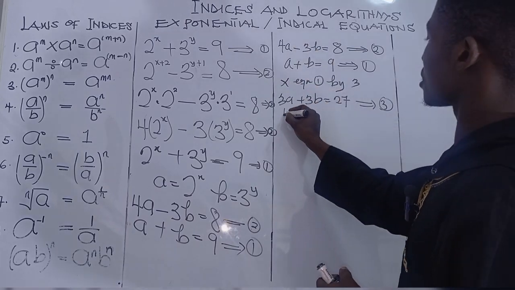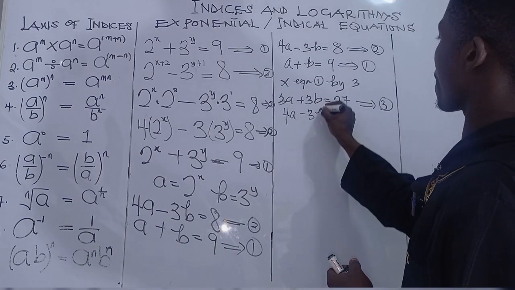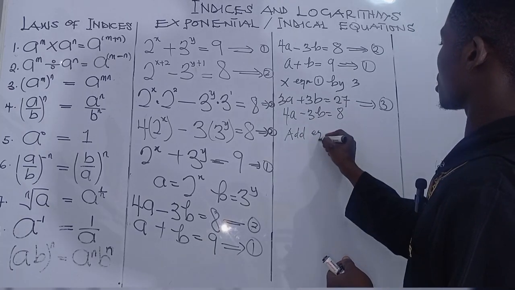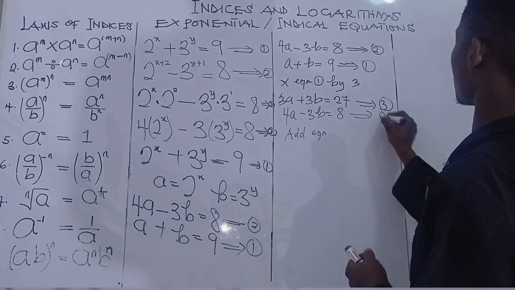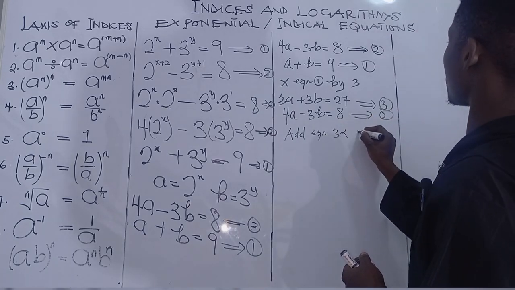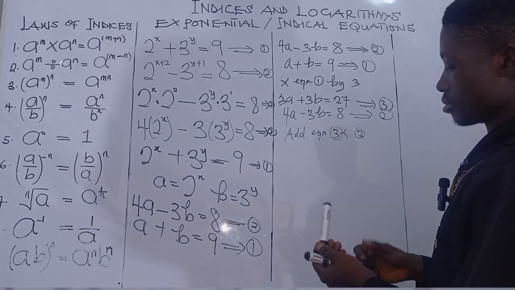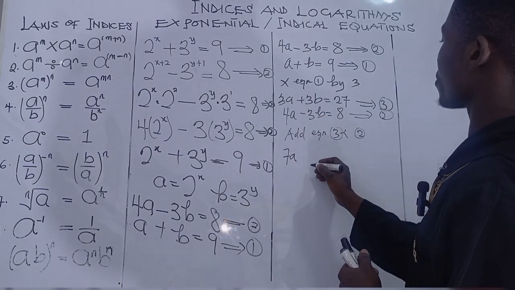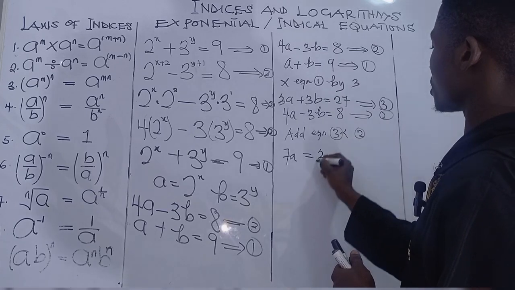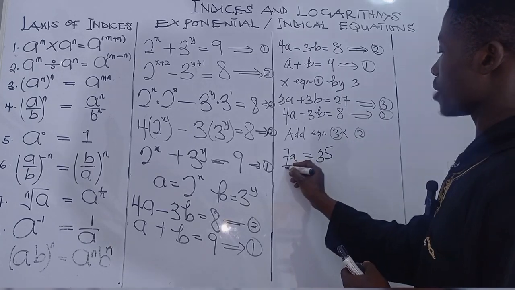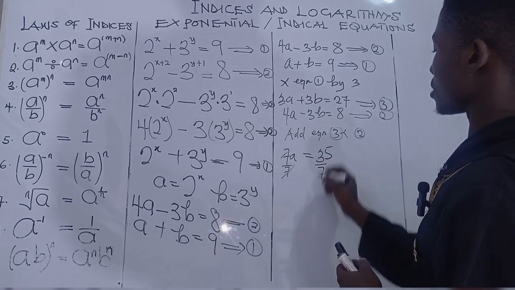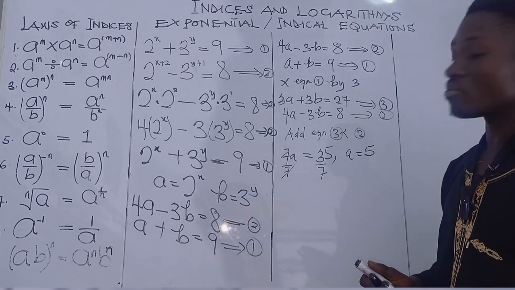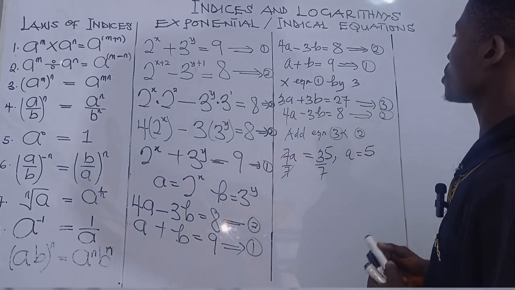Now we are going to add equation 3 and equation 2. So this and that will give us 7a. This and that will give us 0. And this and that will give us 35. We are looking for the value for a. We divide both sides by 7. So we have our a is equal to 5. Now once we have one of the values for one of the variables, we can substitute it into any of the equations.